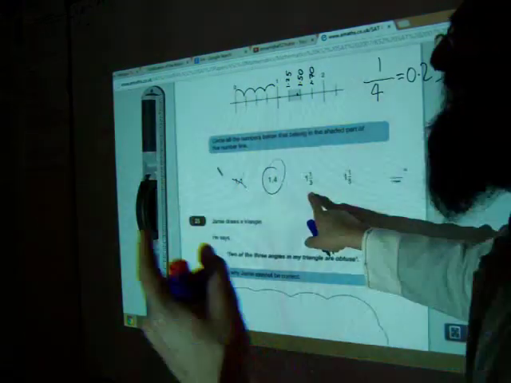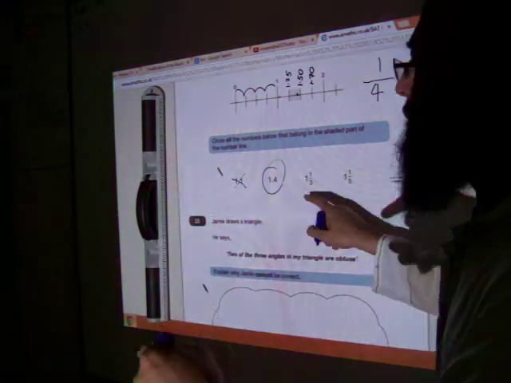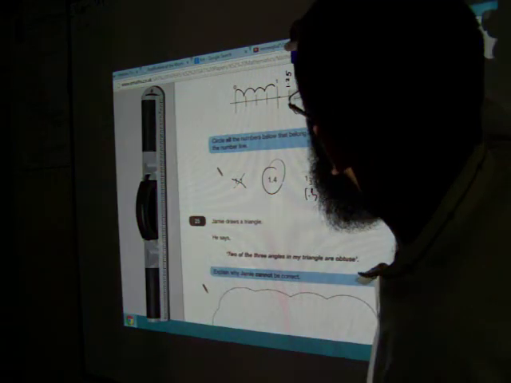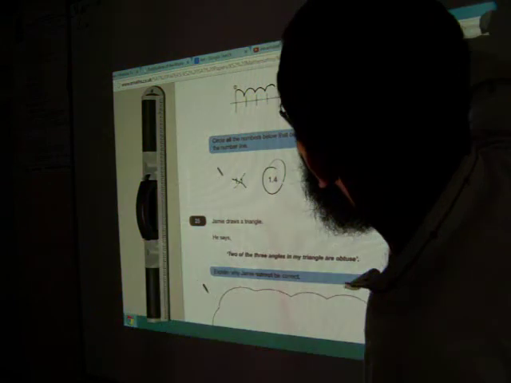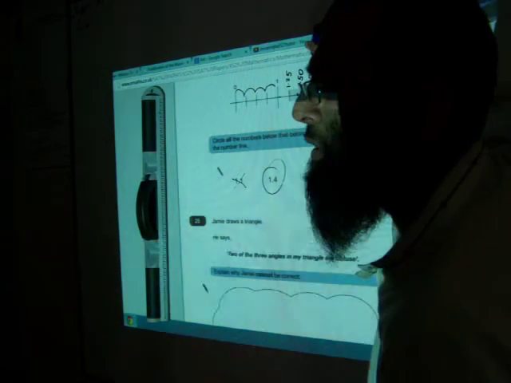What's 1 1/3 as a decimal? 1.3333. Well done, Ismail. Okay, so is 1.33 between these two numbers? Yeah. Hang on, that one should be 1.75. Did I say 1.70? Yeah.